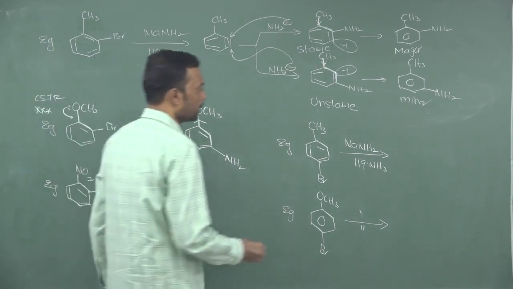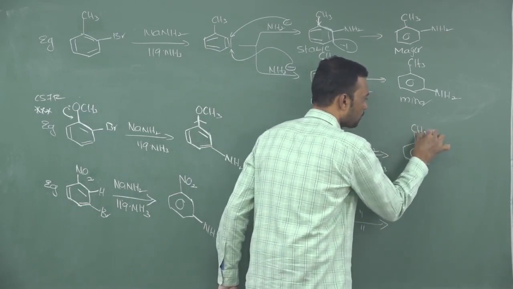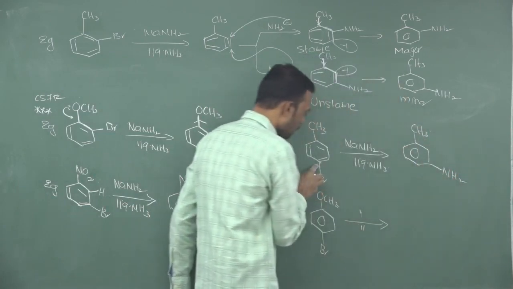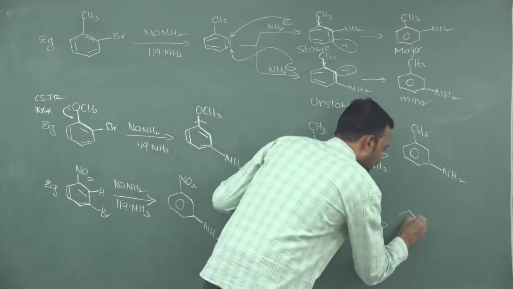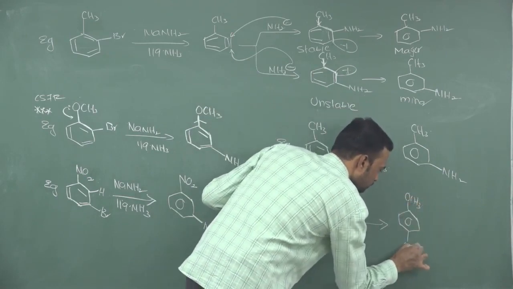So where should I add the amine group here? Can I add it on the meta position? Yes, here you should add. Why? This negative charge should be away from the donor. Now here, can I attack on para? Yes. If I attack on para, what is the answer?